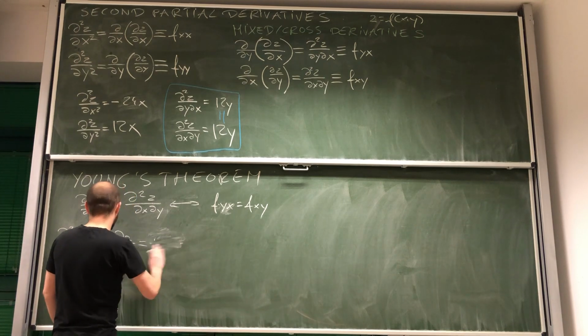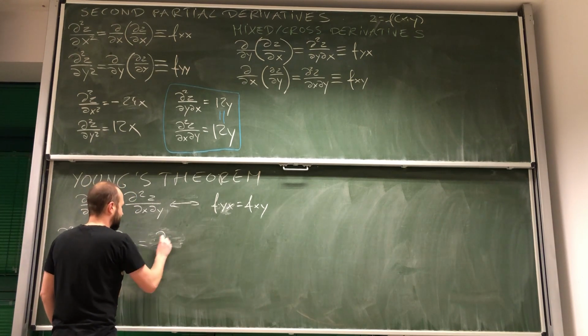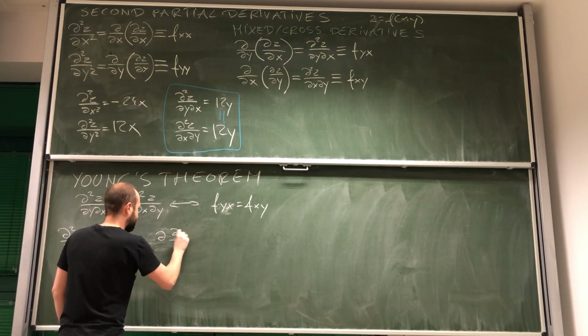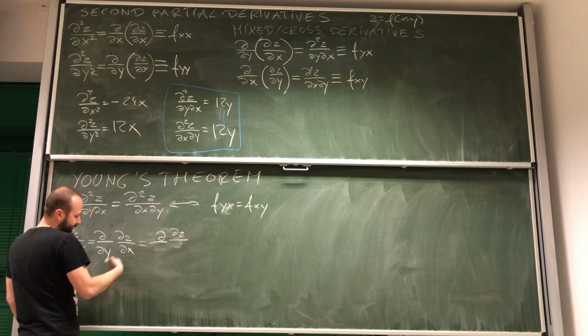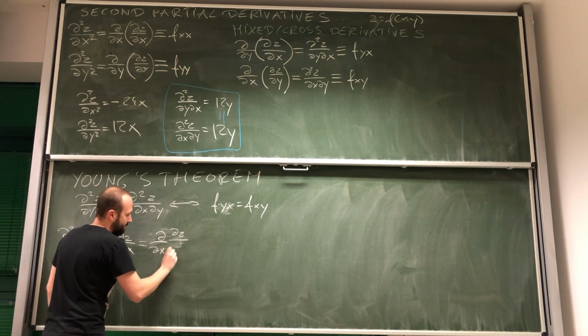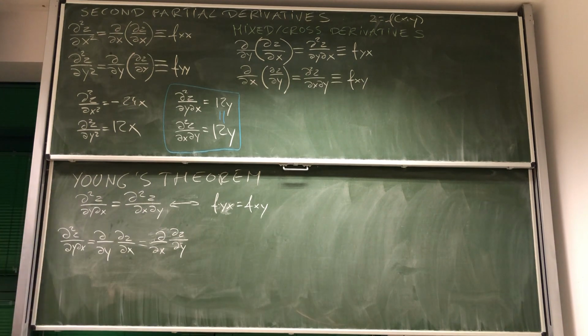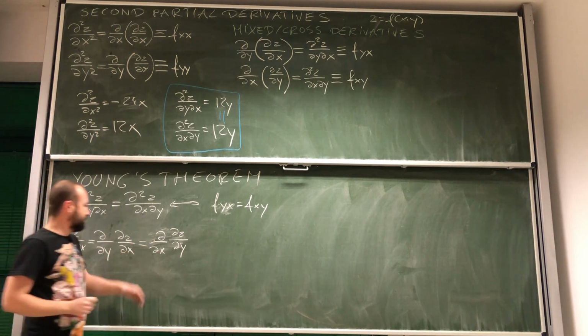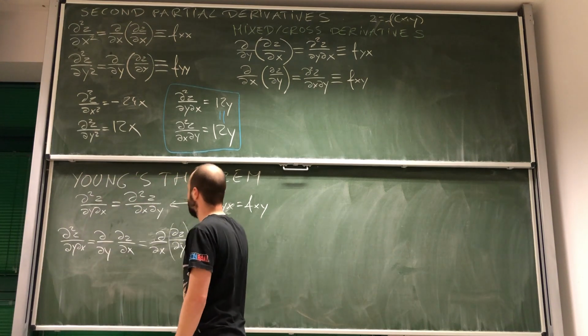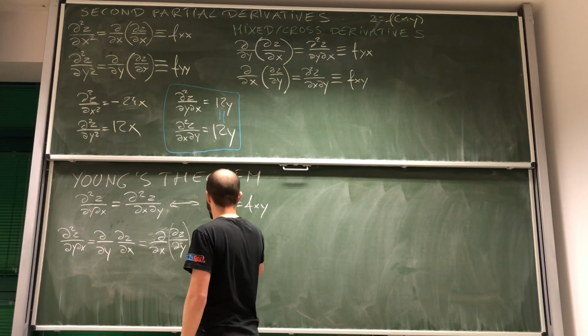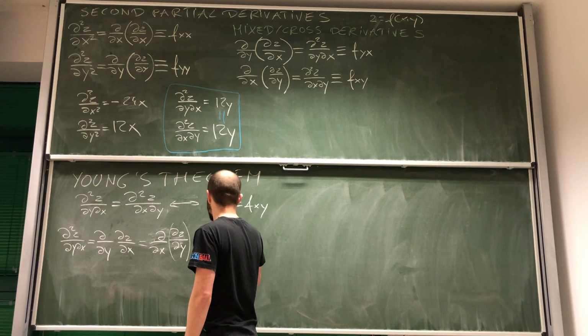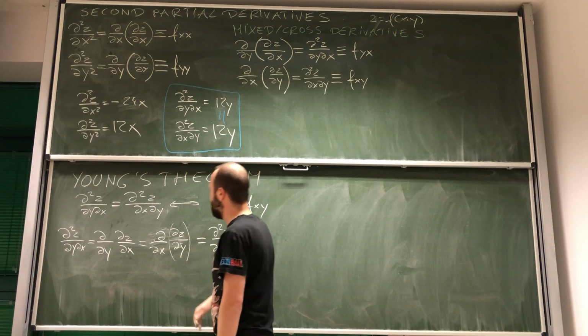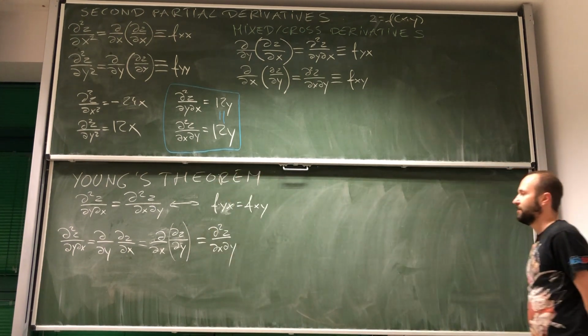Okay, let's do it in two steps. I wanted to do it too fast. So I can switch their order. Now, if this holds, this, by definition, is d squared z over dx dy. And we see that it is done.